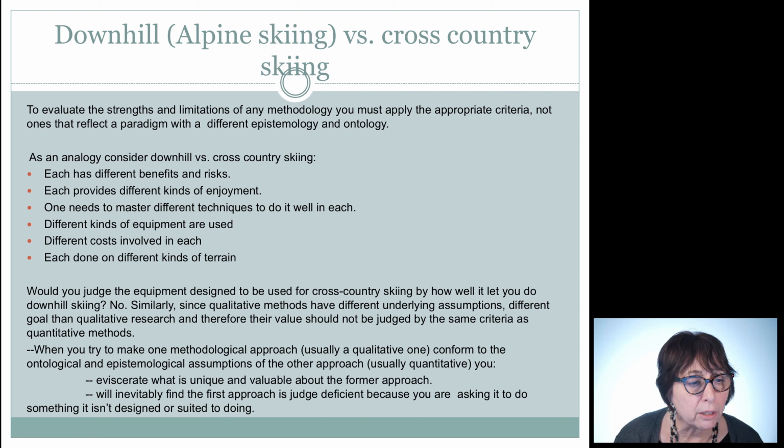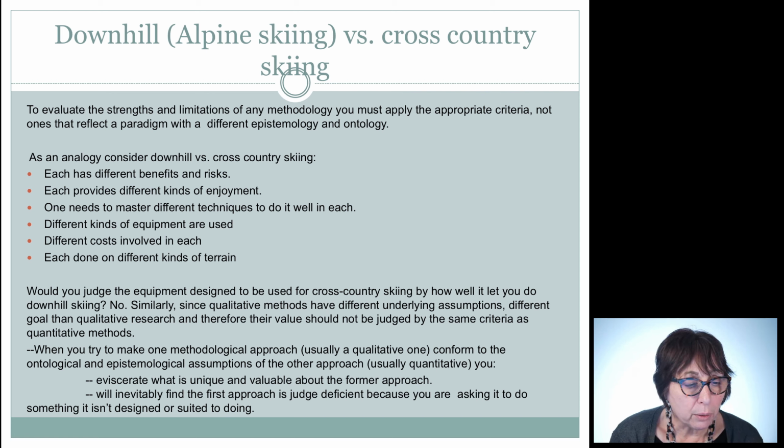So just as an analogy, if you took downhill versus cross-country skiing, each of these kinds of skiing has different benefits and risks. Each provides different kinds of enjoyment. One needs to master different techniques to do well at each. There are different kinds of equipment used, different costs involved in doing each kind, and each is done on a different kind of terrain. So, would you judge the equipment that was designed for cross-country skiing by how well it lets you do downhill skiing? No, of course you wouldn't. And similarly, qualitative methods have different underlying assumptions, different goals than quantitative research, and therefore their value should not be judged by the same criteria.